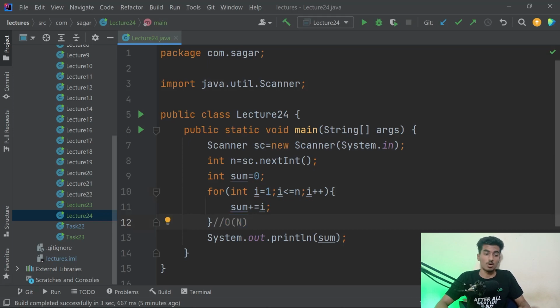But we can optimize it. Optimize means that we are reducing our time complexity so that our algorithm will run very fast. So our algorithm is big O of n, and I will just tell you what this big O notation is. But currently we have to optimize our algorithm.